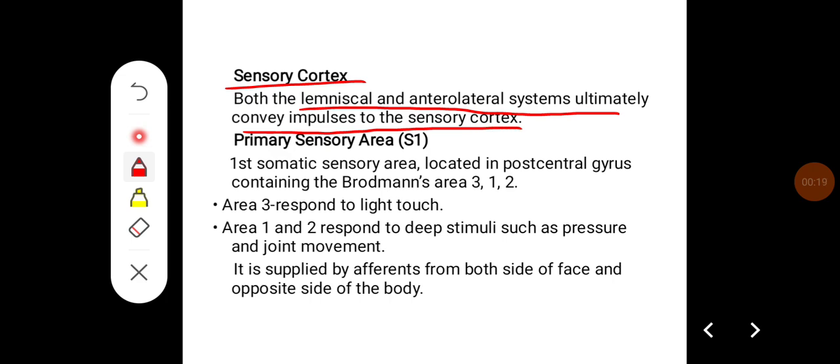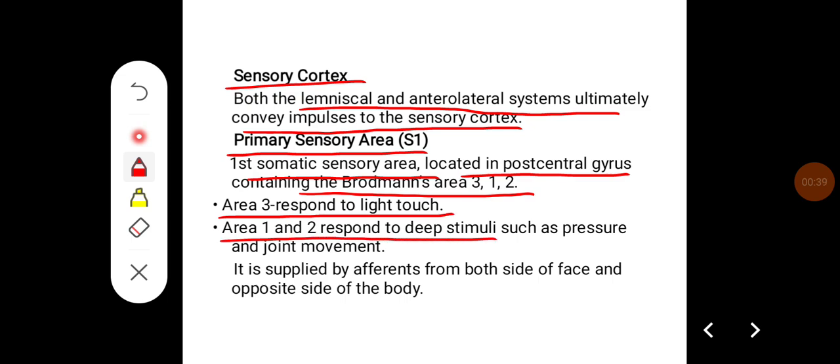The sensory cortex is a primary sensory area that is also called S1 or the first somatic sensory area, which is located in the postcentral gyrus containing the Brodmann areas 3, 1, 2. Area 3 responds to light touch. Areas 1 and 2 respond to deep stimuli such as pressure and joint movement, and it is supplied by afferents from both sides of the face and the opposite side of the body.